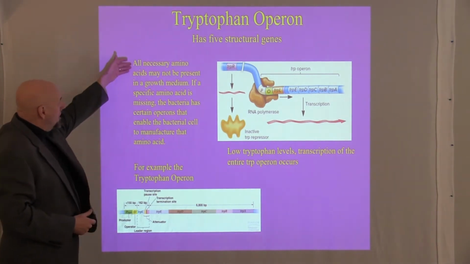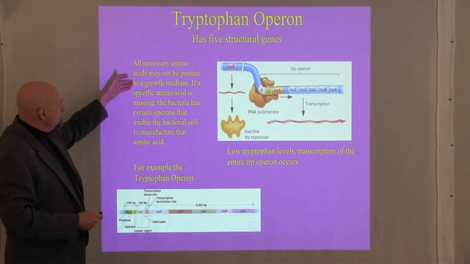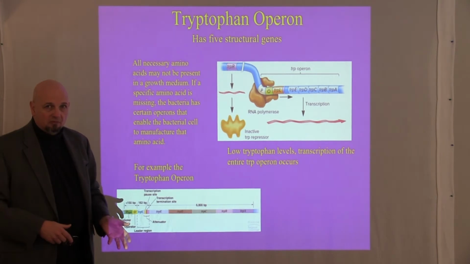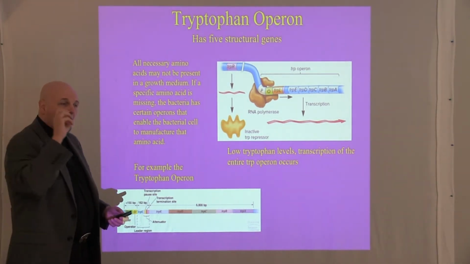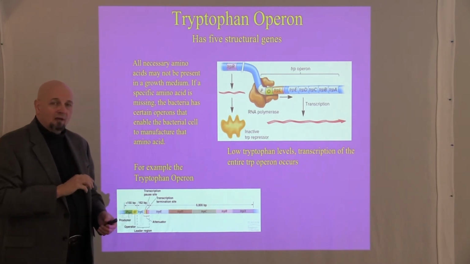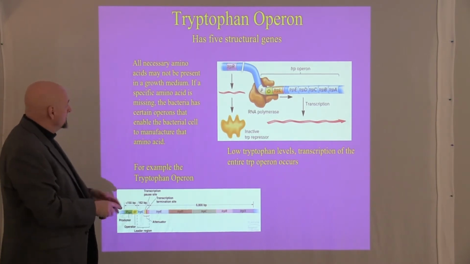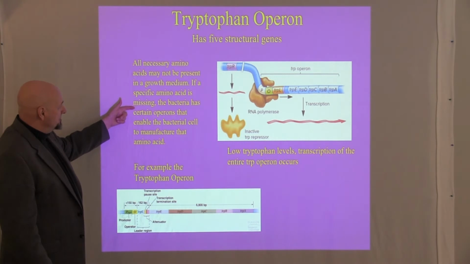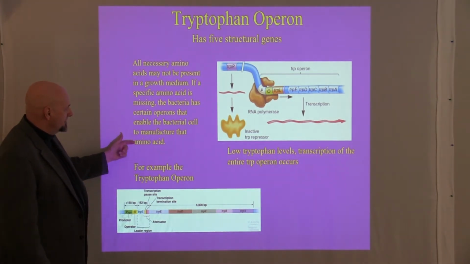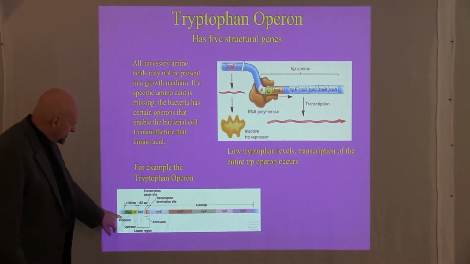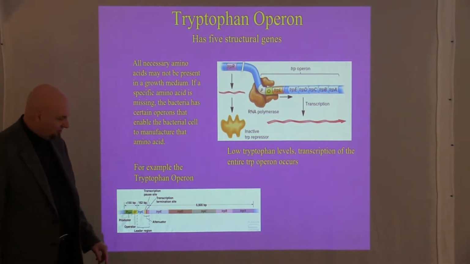Okay? So all necessary amino acids may not be present in a growth medium, which means the cell is going to have to take some things in and put them into a biochemical pathway to generate those amino acids. If a specific amino acid is missing, the bacteria has certain operons that enable the bacterial cell to manufacture that amino acid. So this is the tryptophan operon that is set up.